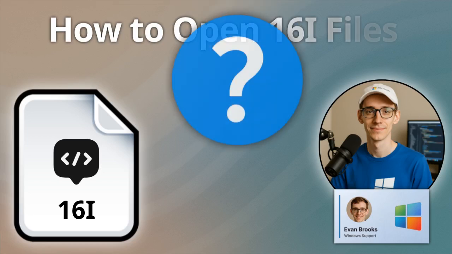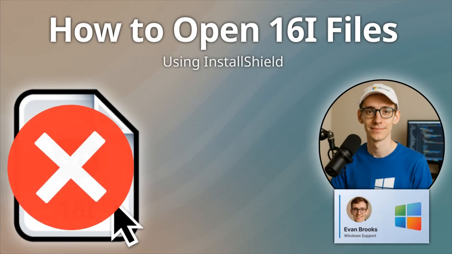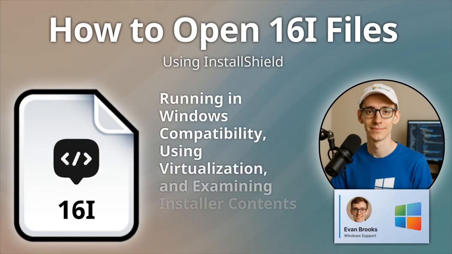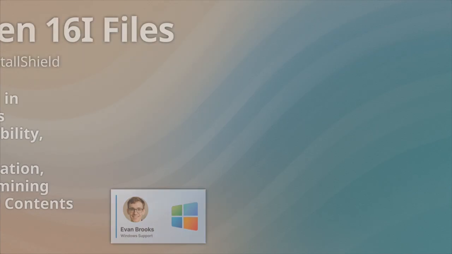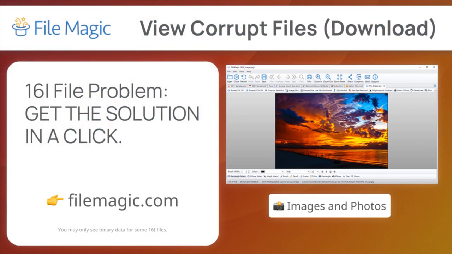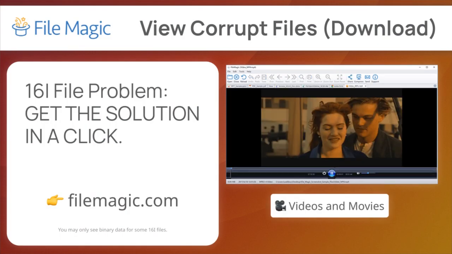Got a 16i file from an old software installer? This is a 16-bit compiled InstallShield script from earlier Windows installations. I'm Evan Brooks, Certified Support Engineer, and I'll guide you through these InstallShield compiled script files. Just a heads up, when we get to our final point, the one-click fix, we'll be discussing the value of a single powerful 16i file inspection tool.